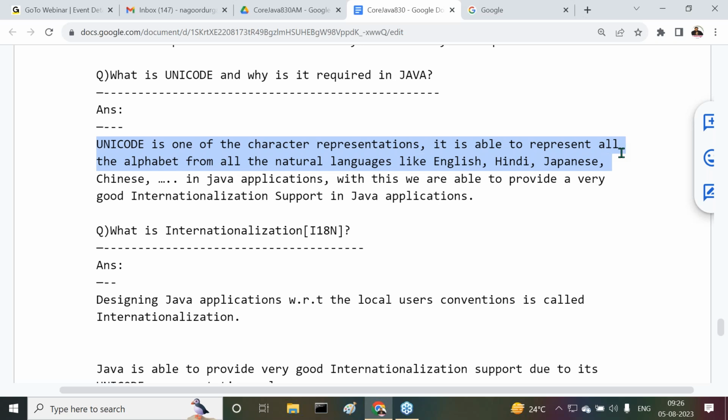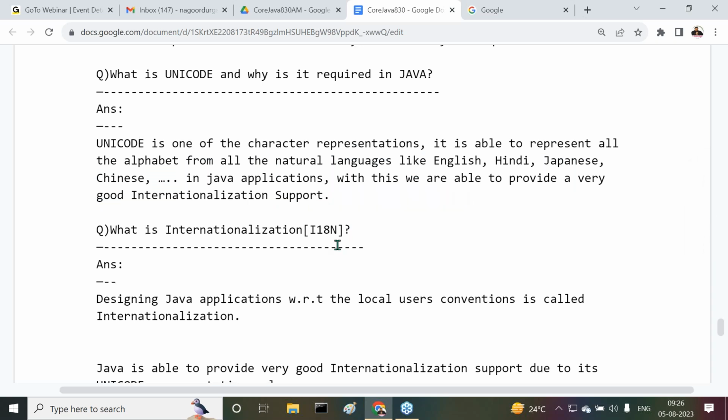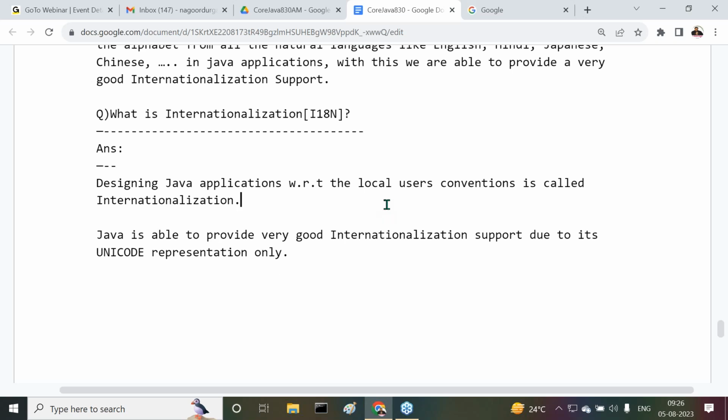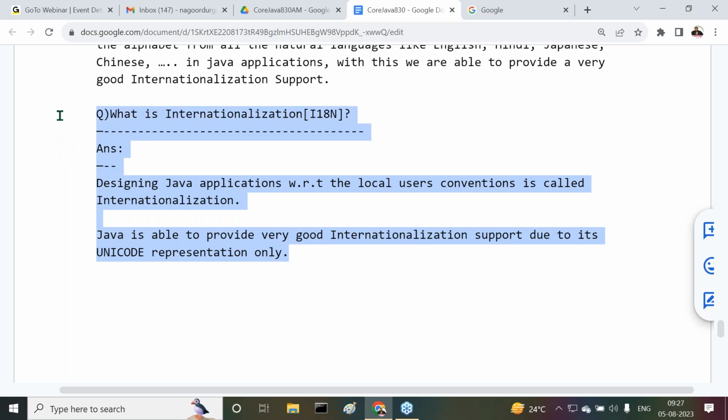Unicode is one of the character representations. It is able to represent all the alphabets from all the natural languages, like English, Hindi, Japanese, Chinese, and so on. With this, we are able to provide very good internationalization support in Java applications. What is internationalization? Designing Java applications with respect to the local users' conventions is called internationalization. Java is able to provide very good internationalization support due to its Unicode representations only.